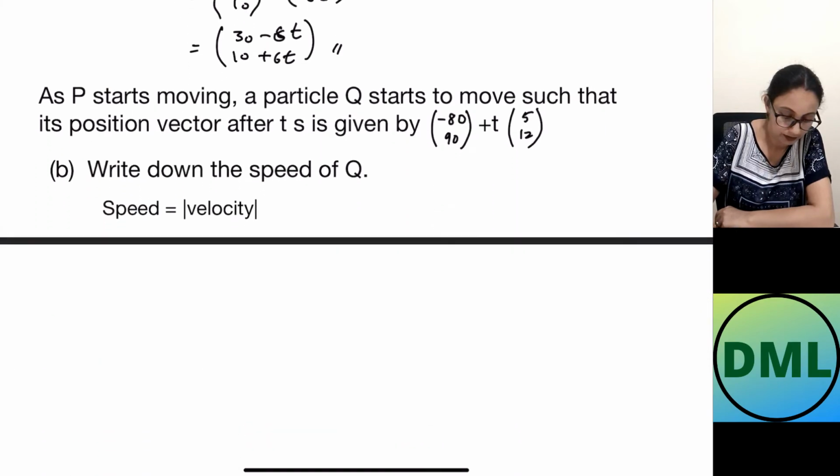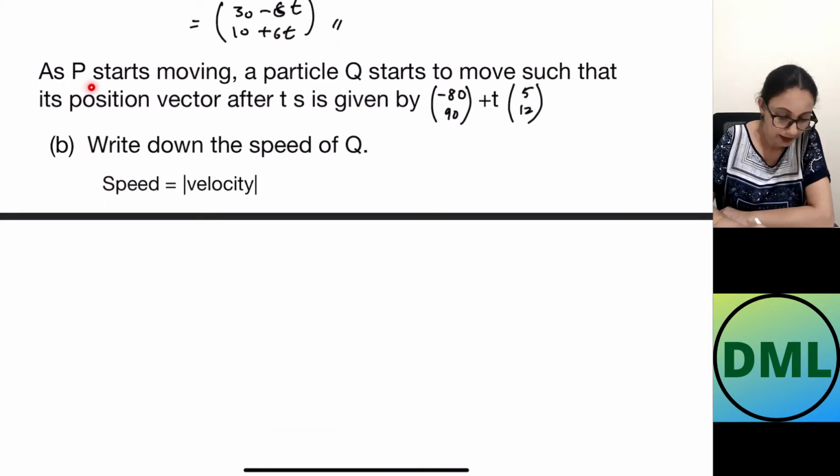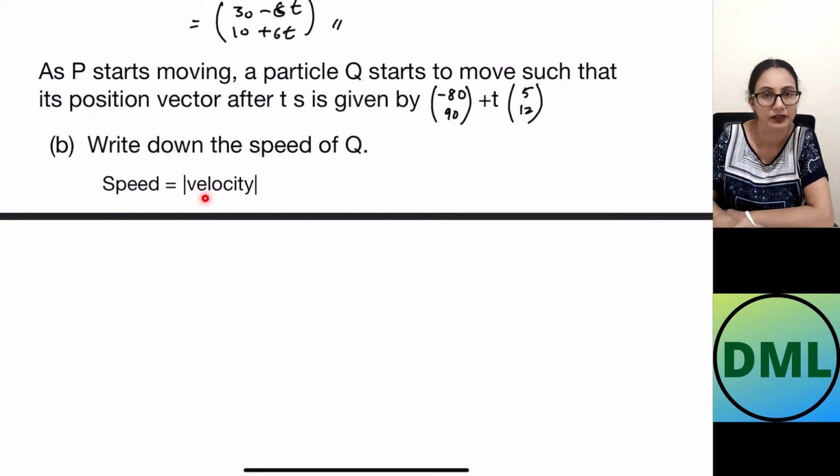Now, as P starts moving, a particle Q starts to move such that its position vector after t seconds is given by minus 80, 90 plus t times 5, 12. So this is the initial position he has and this is the velocity vector. Write down the speed of Q. As you know that the speed is given by the magnitude of the velocity.